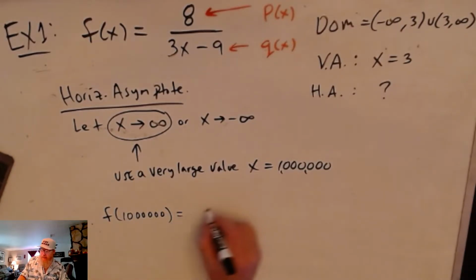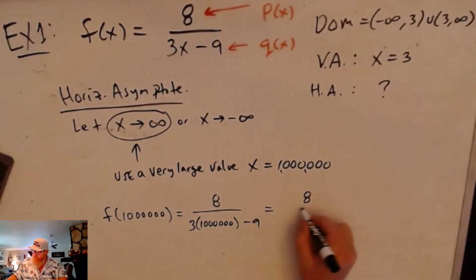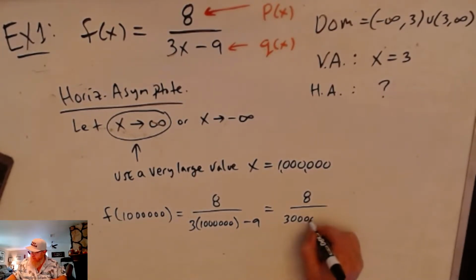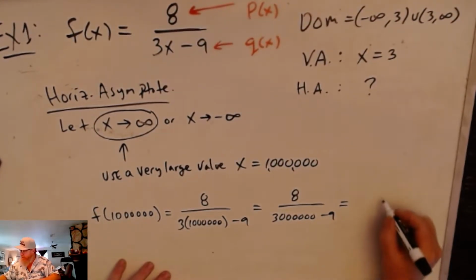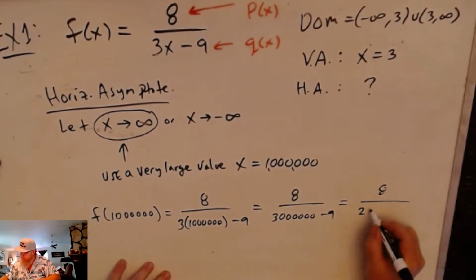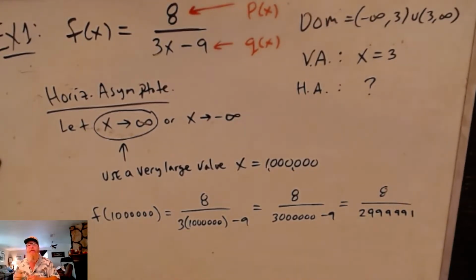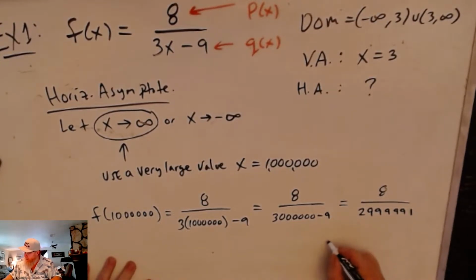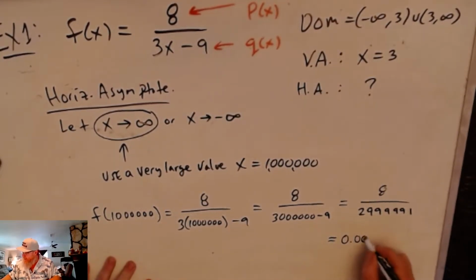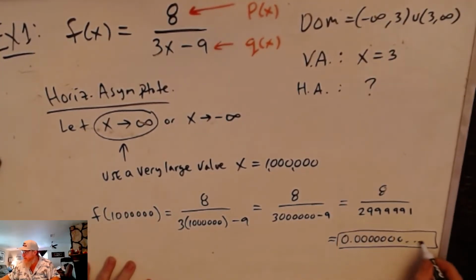So there's a million. You get 8 over 3 times a million minus 9, which is 8 over 3 million minus 9, which is 8 over 2,999,991. You could do that on a calculator if you want, and you know what you're going to get? 0, 0, 0, 0, 0, 0, 0, 0, 0. It's going to fill up your entire calculator screen with zeros.